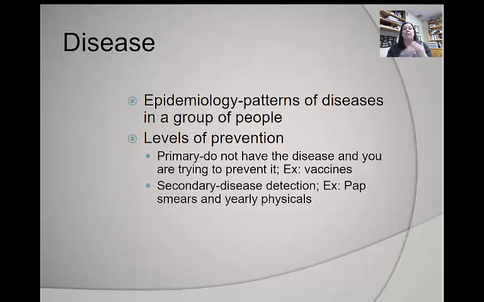On the other hand, there's another level which is called the secondary prevention, and this is where your disease may be detected. So these are going to be things that we do to try to detect if the disease is there, but we want to try to detect it early. The earlier we detect something, the easier it is going to be to treat it.